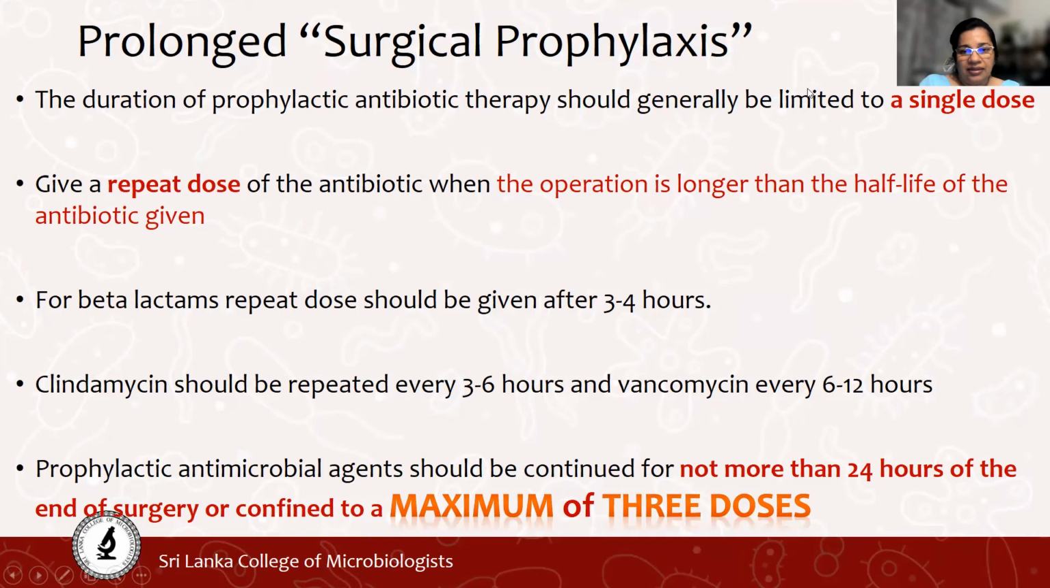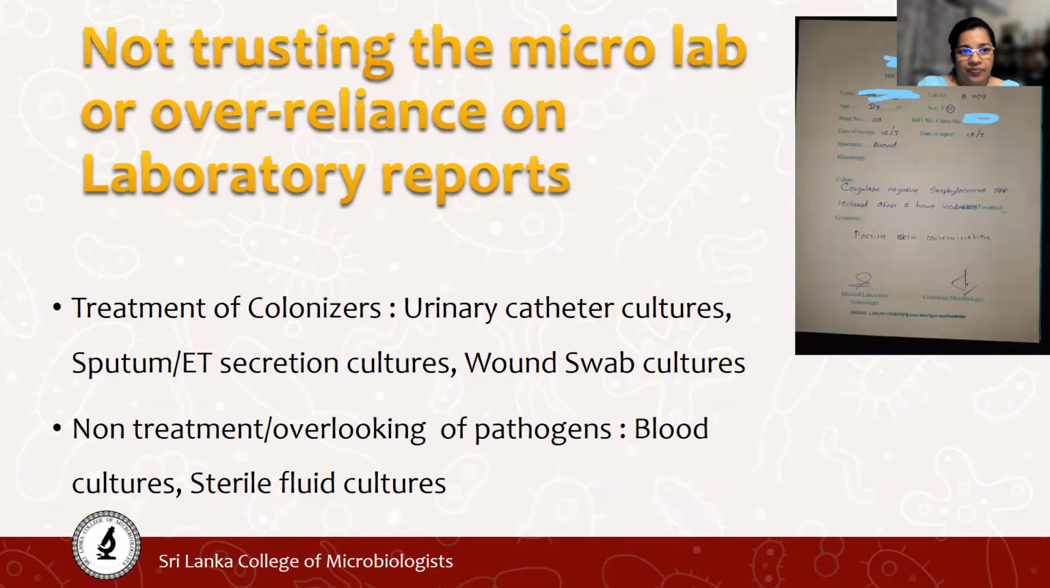Prolonged surgical prophylaxis, another error being done. The duration of prophylactic antibiotic therapy should generally be limited to 1 dose. We can give a repeat dose of the antibiotic when the operation is longer than the half-life of the antibiotic given. For beta-lactams, a repeat dose should be given after 3 to 4 hours. Clindamycin should be repeated every 3 to 6 hours and vancomycin every 6 to 12 hours. Prophylactic antimicrobial agents should be continued for not more than 24 hours or a maximum of 3 doses. But you may have seen patients on so-called prophylaxis for many, many days.